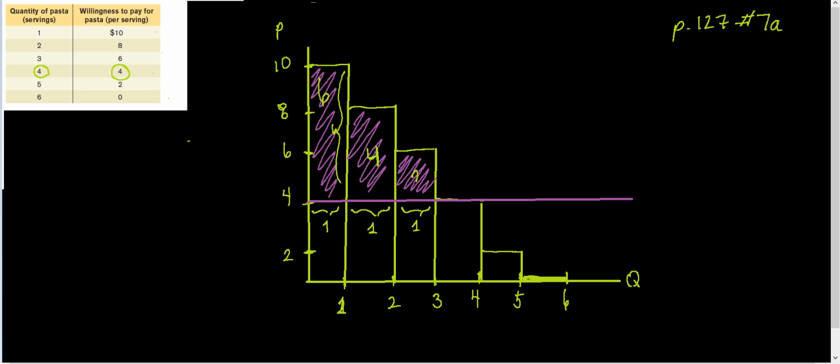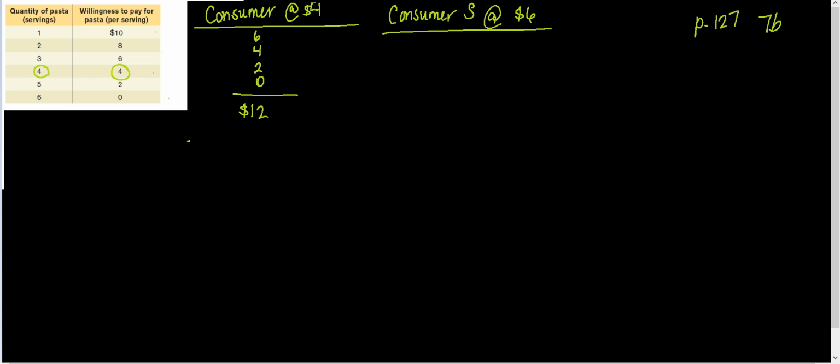Okay, so in part B, it says that Ari shows back up at this restaurant and finds that the servings of pasta has increased to $6 a serving. And so we want to know what his consumer surplus is now and compare it to the consumer surplus that he had when the price was lower. And what I would expect is that the consumer surplus is going to decrease because the gap between what he was willing to pay and what he actually paid has decreased.